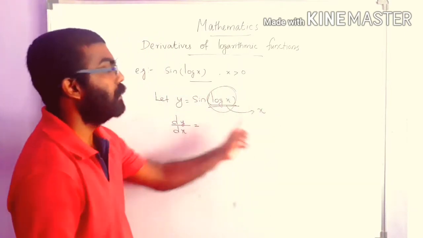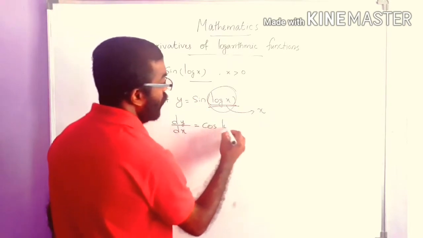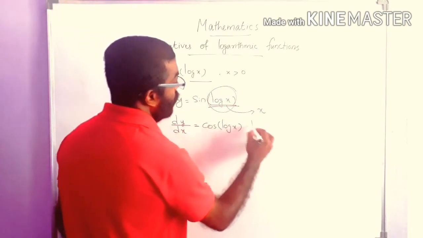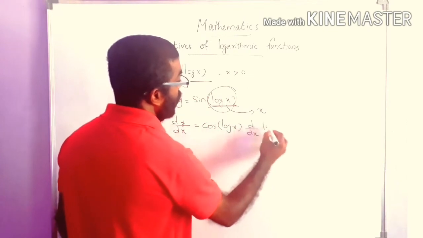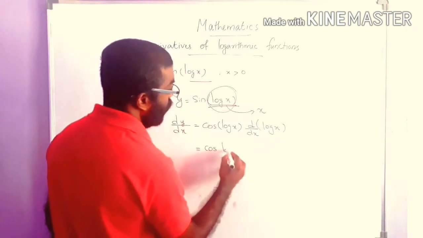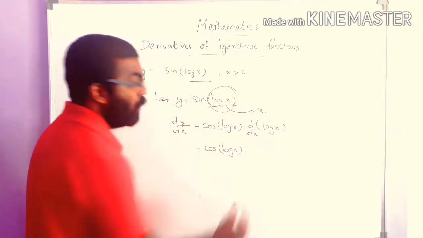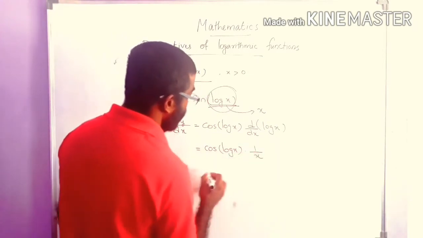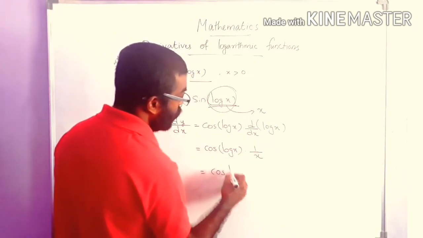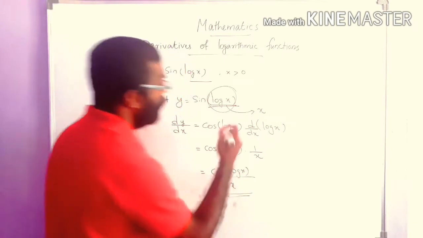Sine of log x: sine x derivative is cos x. So cos of log x into the derivative of log x, d by dx of log x. That is cos of log x into the derivative of log x, which is what? 1 by x. So the answer becomes cos of log x divided by x.